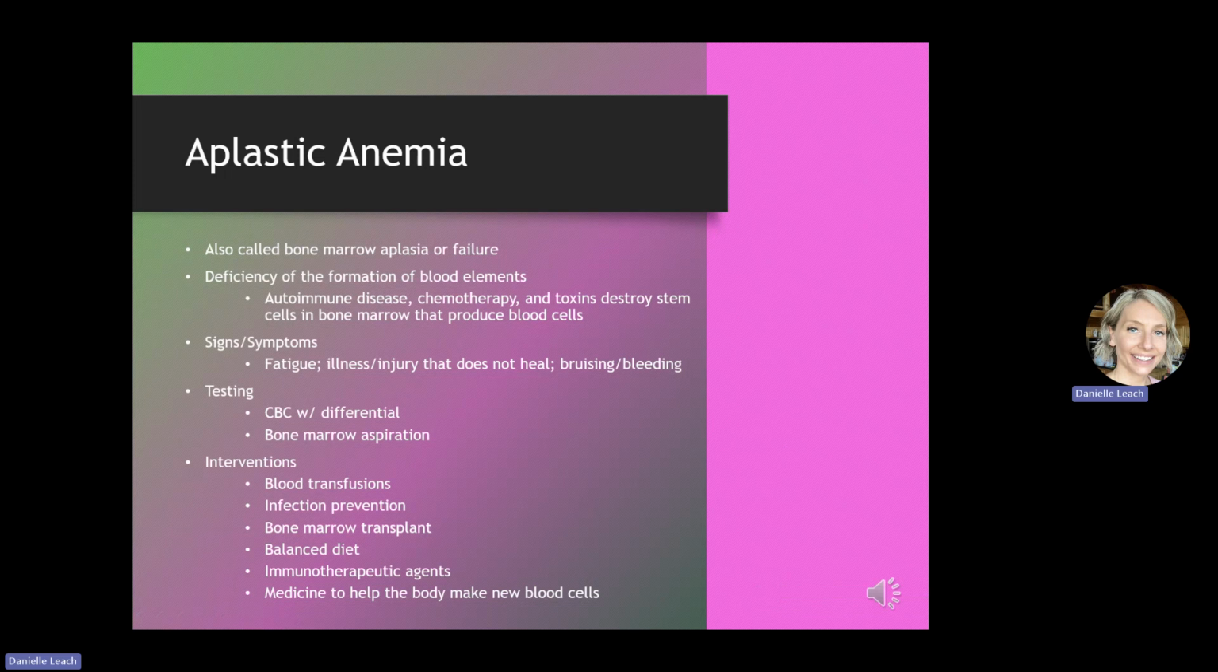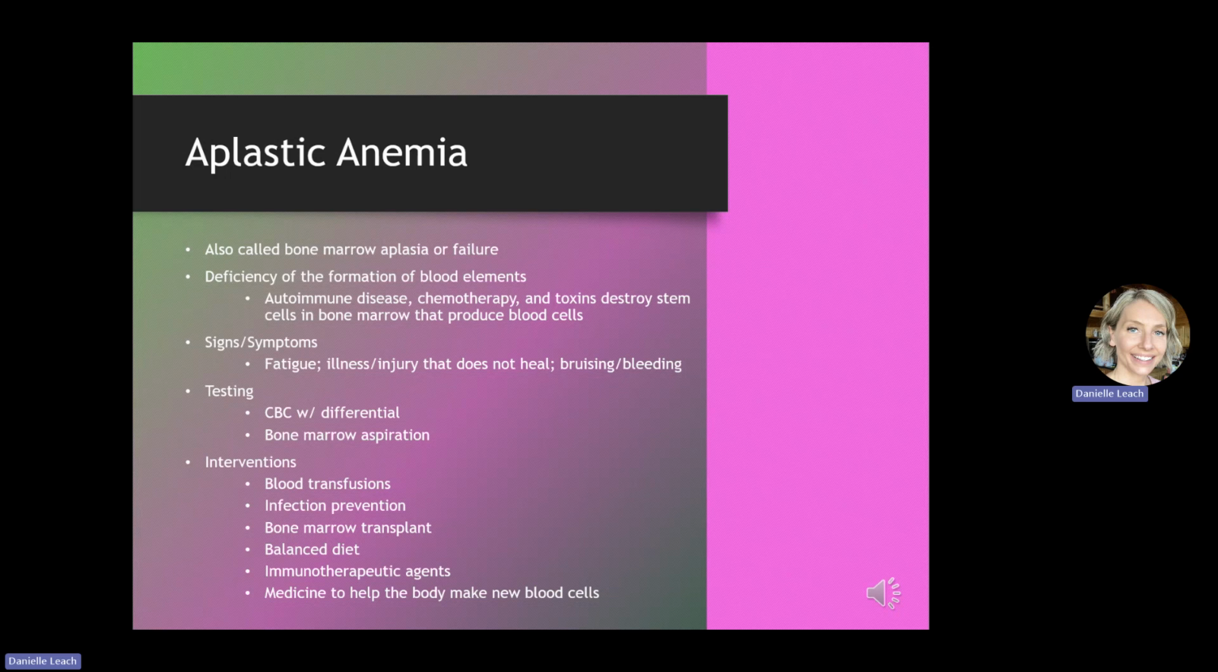Aplastic anemia is also called bone marrow aplasia or failure. Basically, this occurs when the patient's bone marrow doesn't make enough red blood cells, white blood cells, and platelets. So damage to these three different blood cell types produced in the bone marrow then causes anemia. This is a rare but very serious blood condition that occurs when, for whatever reason, the bone marrow can't make enough of these new blood cells for the person's body to continue to work normally.